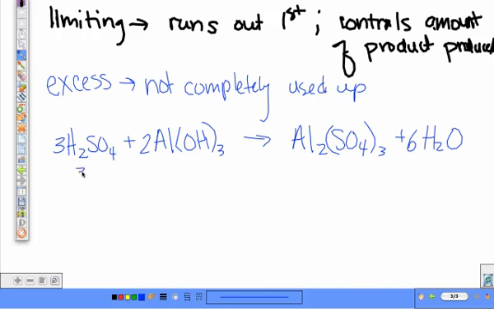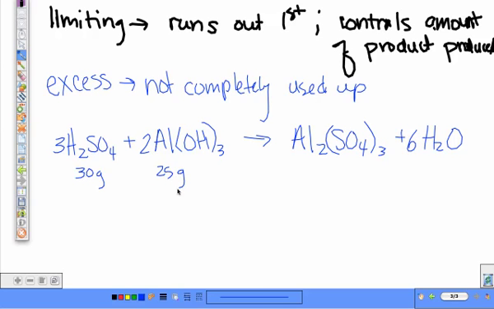So let's say there's 30 grams of sulfuric acid that react with 25 grams of aluminum hydroxide. That's what the problem would tell you. What's your limiting reactant? What do we do? Aluminum hydroxide.